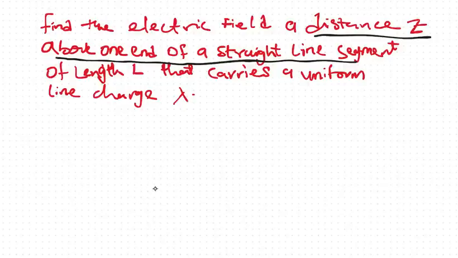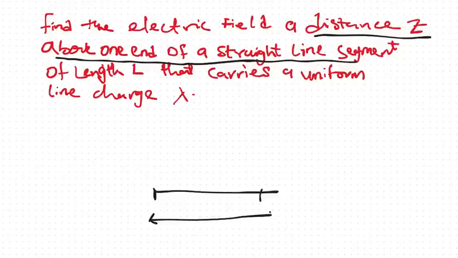Assuming I have a line charge this way, and this is the distance from here to here, will be x, will be L, and here is x. And we're told there's a distance z above.